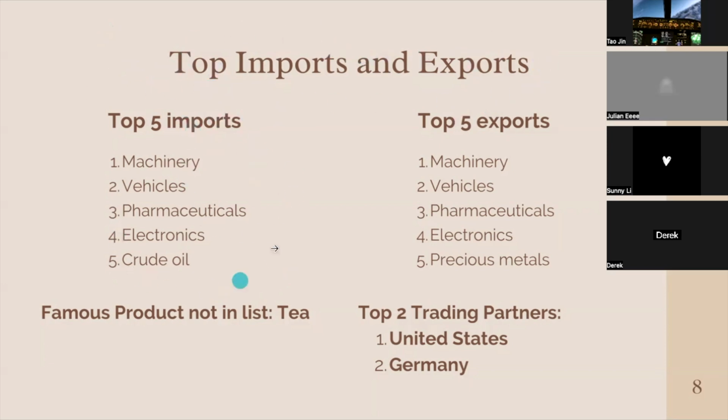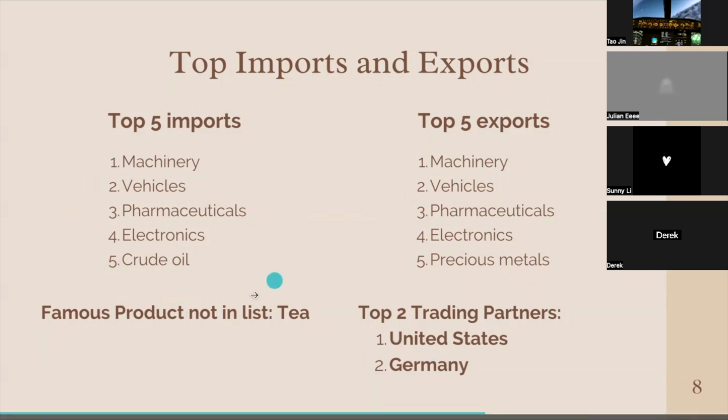Now, going back to the United Kingdom, we're going to be talking about its top imports and exports. The top five goods that the UK imports are machinery, vehicles, pharmaceuticals, electronics, and crude oil. For the top five exports, it's also machinery, vehicles, pharmaceuticals, and electronics, but the last one is precious metals. There is another famous product that the UK is known for that is not in the list, which is tea. Also, the top two trading partners of the UK are the United States and Germany.